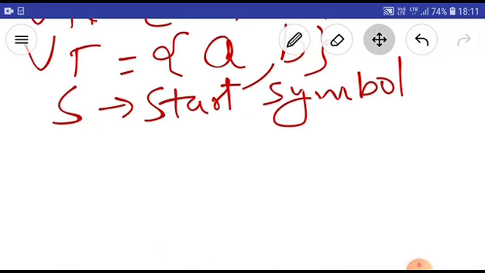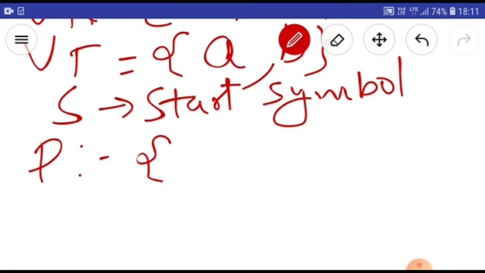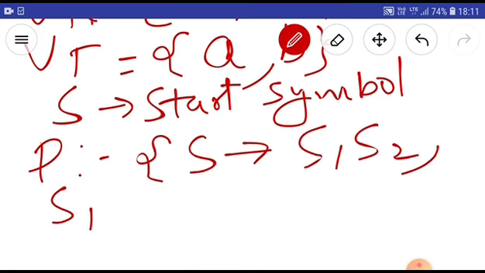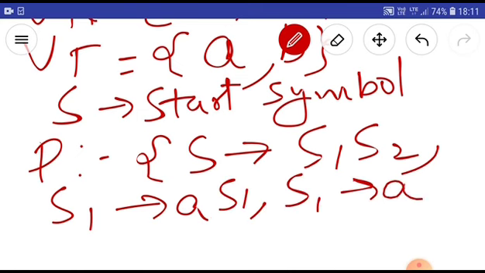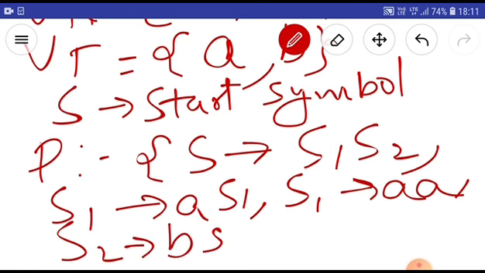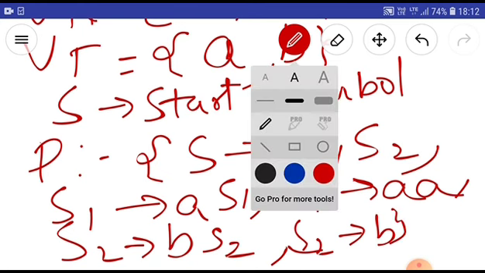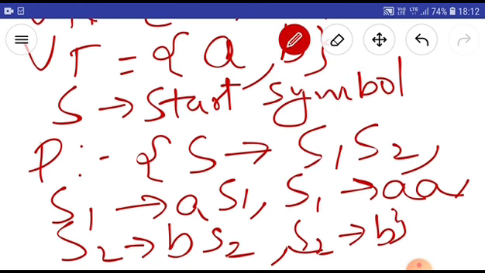And what will be my P? P will be my production rules. The production rules will be: S produces S1 S2; S1 produces a S1, or S1 produces a; S2 produces b S2, or S2 produces a single b. So these are my whole productions.